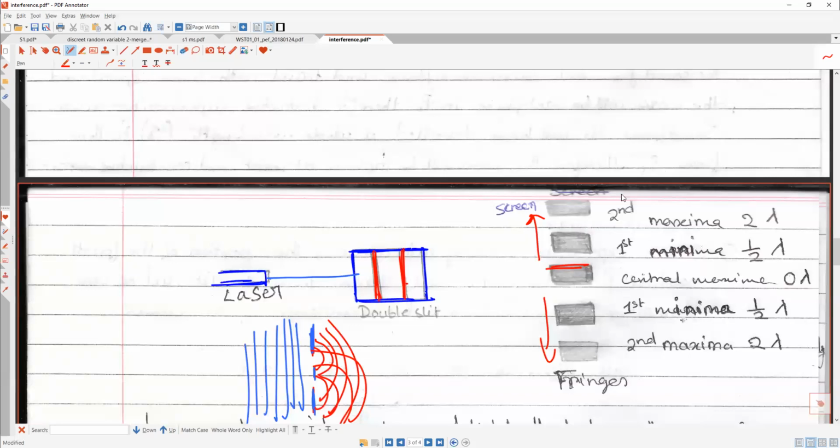Everybody got this? Online, you have Young's double slit experiment. Everybody got it or not? Galib, you understood? Rafiq, yes. Galib, yes. Sujata, Panna, Marwa. Yes, understood.